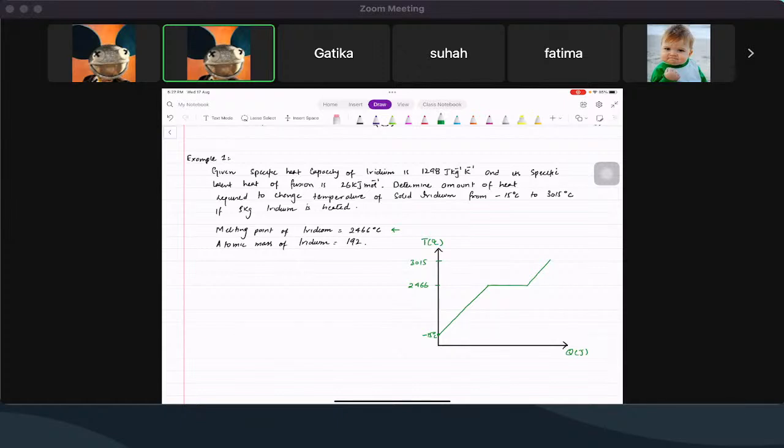By doing just this, I can now understand that from minus 15 to this, I need to use mc delta theta. And at this section, I have to use LF times m. And for this section, I have to use mc delta theta again because the temperature is raised. If I don't do this, then I will probably miss out that it also melts in between. Is it clear?